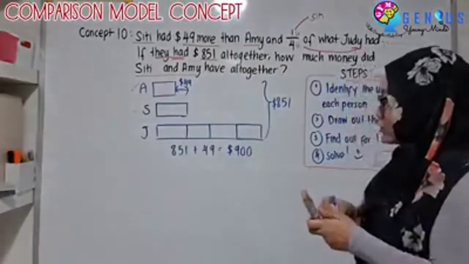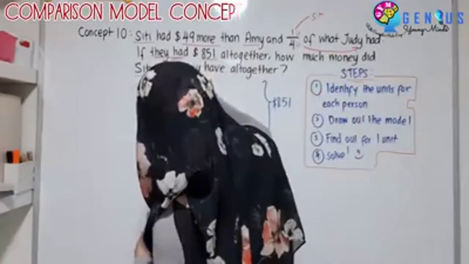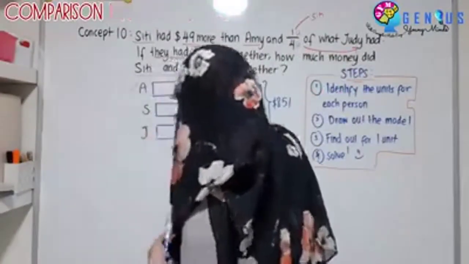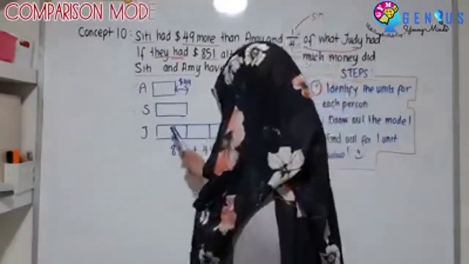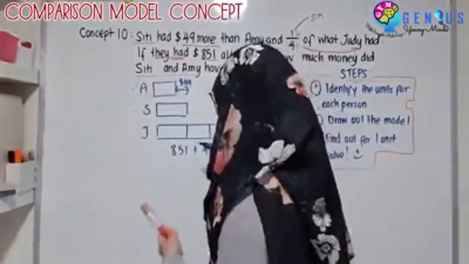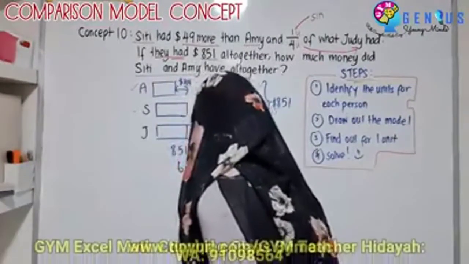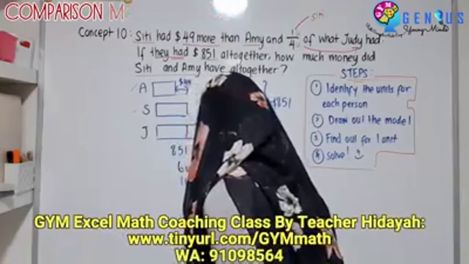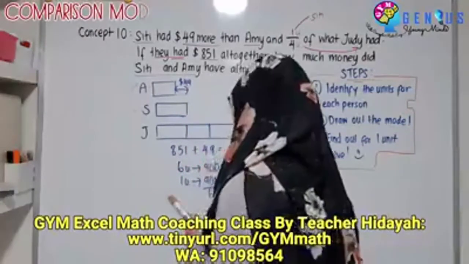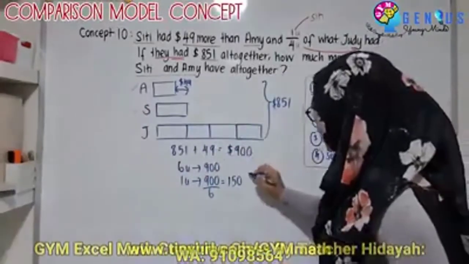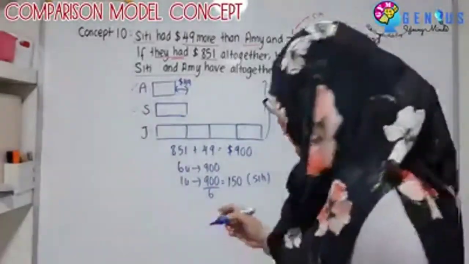And what does this $900 represent? The 49 is already included, so it will look like this. It is 1 whole already. So it's 1, 2, 3, 4, 5, 6 units. So 6 units is 900. 1 unit is 900 over 6, which equals 150. This one is actually Siti. We find out already, this is Siti. Can we find Amy? Can.